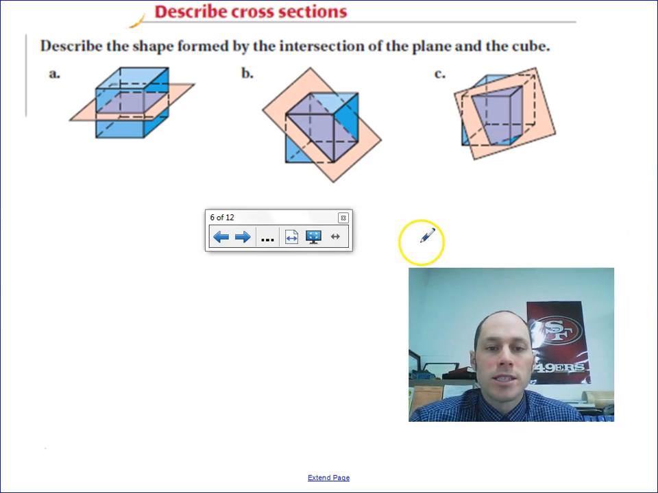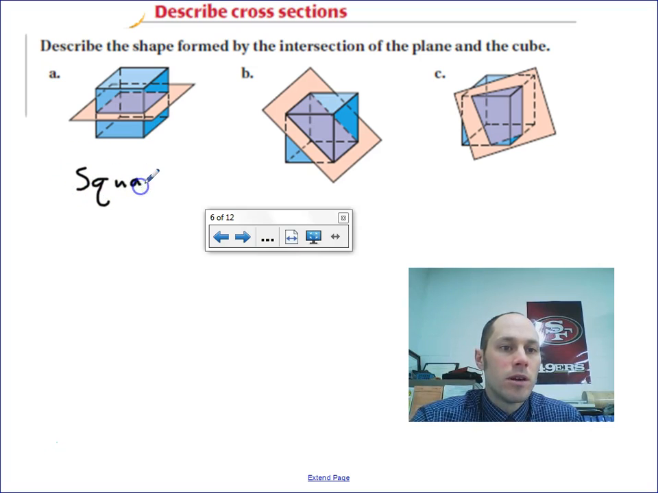So now let's take a look at cross sections. Cross sections are what you get if we were to take a knife and slice through a figure: what would that shape be that we are slicing? So if we take this cube and slice it 3 different ways, notice if I slice it directly horizontally through the middle, we would get a square. And B, if we cut diagonally, notice we get a rectangle.